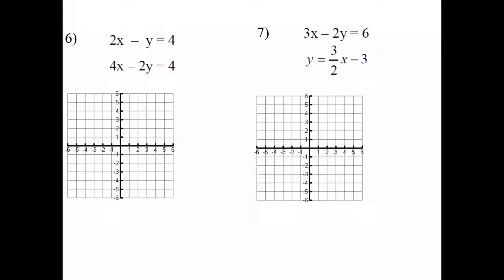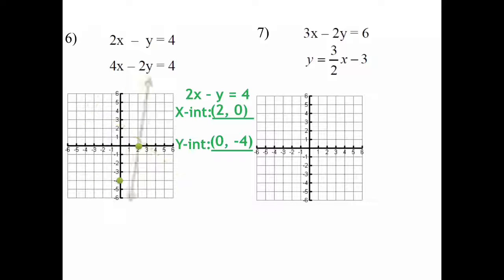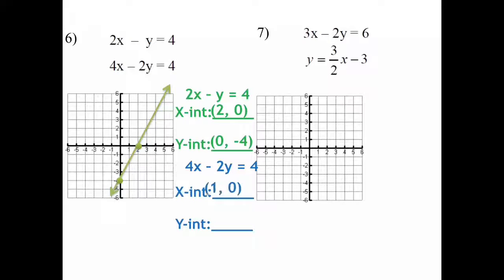All right, now for number 6, the first line we have is 2x minus y equals 4. Go ahead and find the x and y intercept using the thumb method. All right, now for this one, the x and y intercepts would be (2, 0) and (0, -4). When you plot the points, this is what the graph looks like. All right, the second one is also in standard form, so go ahead and find the x and y intercept for this one. All right, the x and y intercepts for this one are (1, 0) and (0, -2). So this is what the graph looks like.